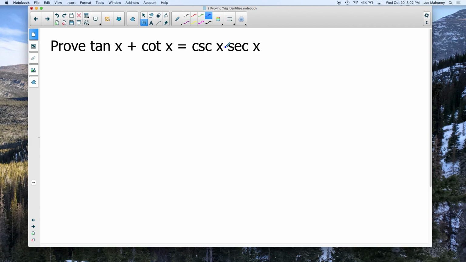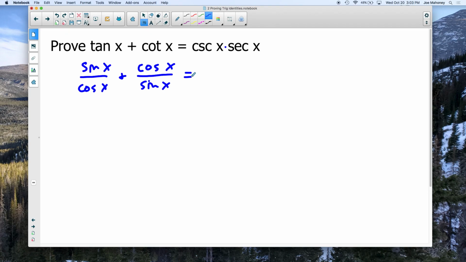So I see tangent plus cotangent. One of the things I'm thinking about right away is let me get them in terms of sine and cosine. So I know tangent is sine x over cosine x. And cotangent I can write as cosine x over sine x. And I'm going to keep doing that equal sign because it demonstrates that my left side is still equal to my right side. Now, you might remember that if we have some fractions, we can add them together. So my common denominator here is going to be the product of cosine x and sine x.